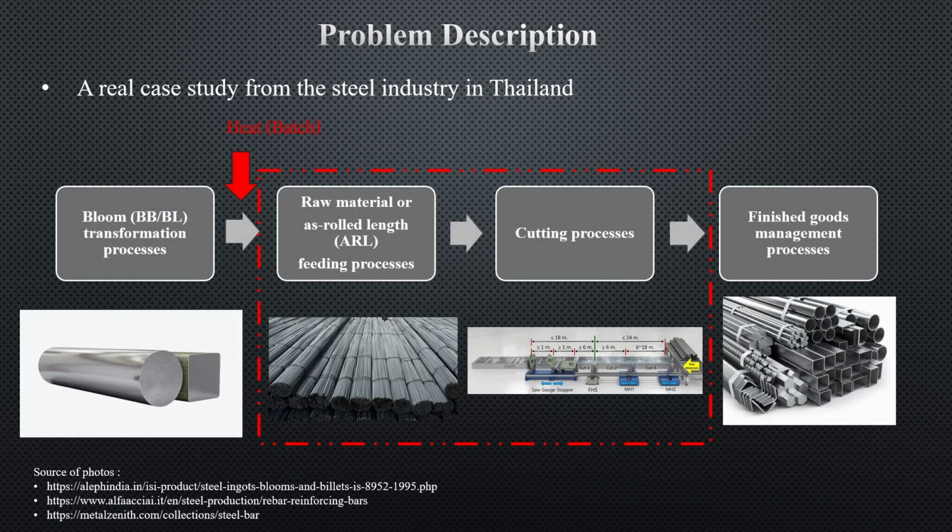For our case study, we utilize real-world data obtained from a steel manufacturing company in Thailand. The production process begins with the transformation of steel billets. These billets are heated and rolled into a stock roll length, or what we call SRL. Subsequently, they are fed into a cutting machine to be processed into specific product lengths based on customer demand.